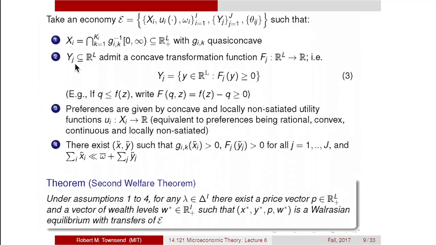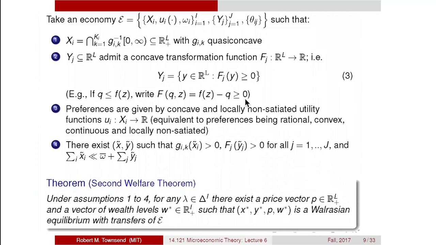Here's a statement about the production sets. Production sets Y_j admit a concave transformation function called F. What the heck does that mean? Well, it means that for any vector Y in the production set, it can be represented through some function F, which is non-negative when evaluated at that Y. An example, because this is really obscure, suppose we have an input Z mapped in through production function little f to get output Q, and we throw away some of the output. So we're not on the frontier, we're in the interior. Then if you rewrite this as f of Z minus Q, it's non-negative.